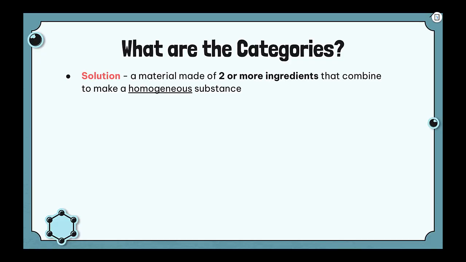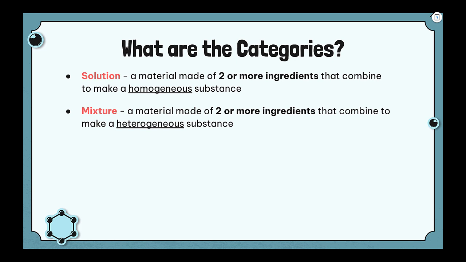Our first category is a solution. A solution is first of all made of two or more ingredients. There has to be at least two things, and they combine to make a new homogeneous substance. Remember, homogeneous meaning all the parts of the solution are the same. A great example of this would be something like sugar water. When the sugar and the water are stirred together, they combine in a way that we can no longer see the sugar and water separate from one another.